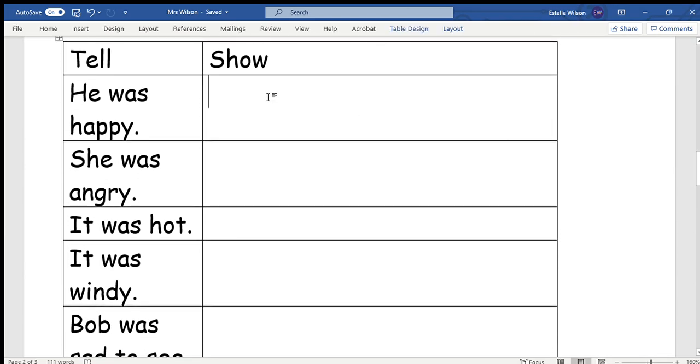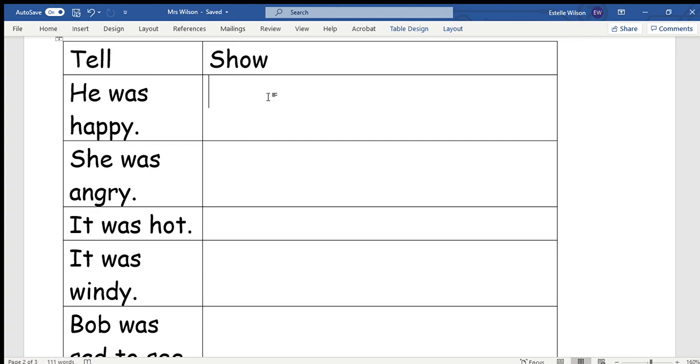This time we have got the tell sentence. So he was happy. A very boring sentence here. How can we show that somebody or a character is really happy? You can think about a few things. Maybe you can think about what is their face doing? What might their body be doing? What's their voice doing? How can we show someone's happy without telling them, the reader, that he was happy?